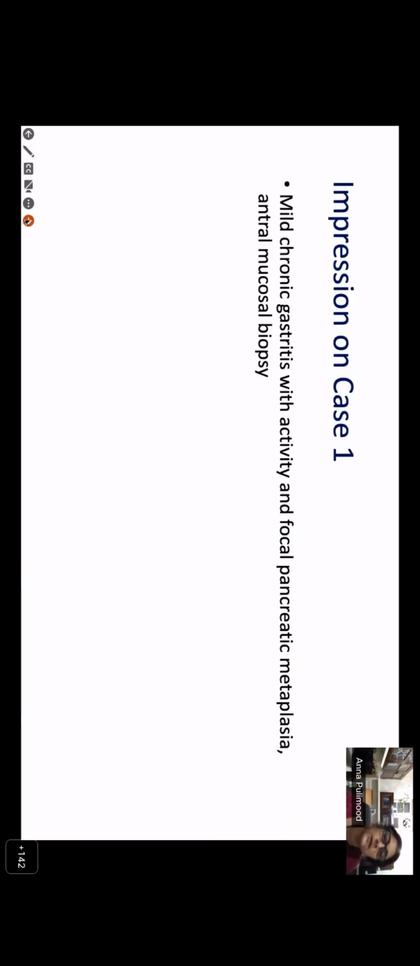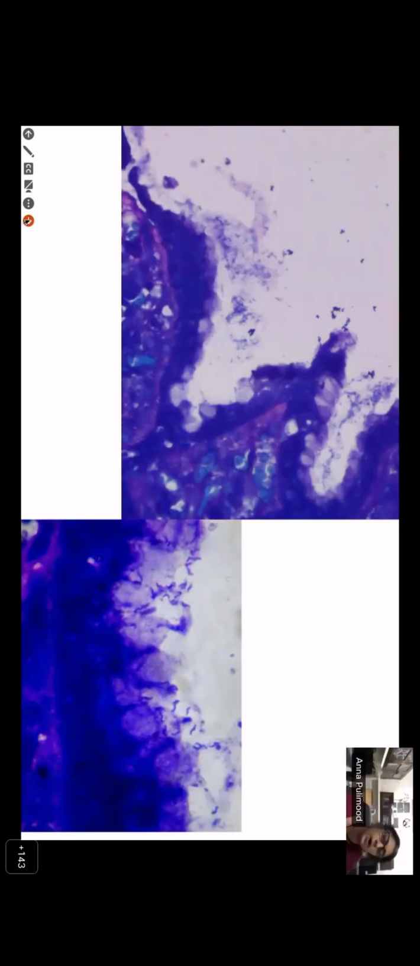Okay, so our impression on this will be mild chronic gastritis, because chronic inflammation is only mild, with activity and focal pancreatic metaplasia. So what special stain will you ask for to clinch the diagnosis? Warthin-Starry. Good. Modified Warthin-Starry, or Warthin-Starry, but Warthin-Starry is expensive. It's not a practical stain for people in India. So here we do a modified stain.